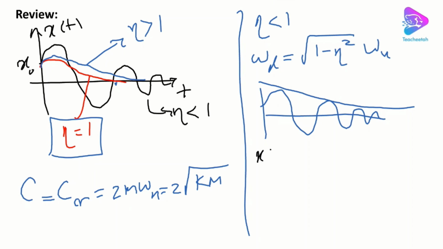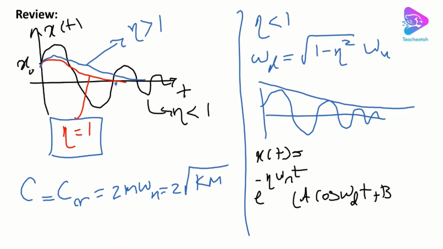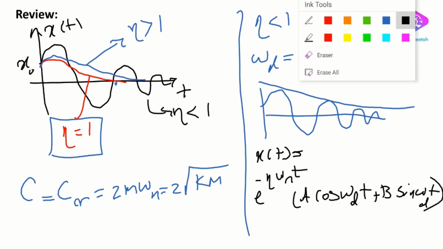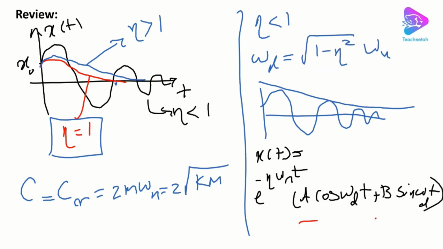Basically x(t) is equal to e to the minus zeta omega n t times (a cos omega d t plus b sin omega d t), right? So it is a combination of a harmonic term and a decaying exponential term, and depending on the initial conditions we can find a and b, right?